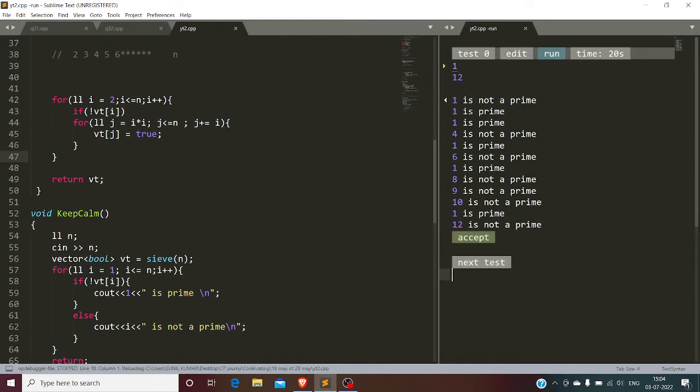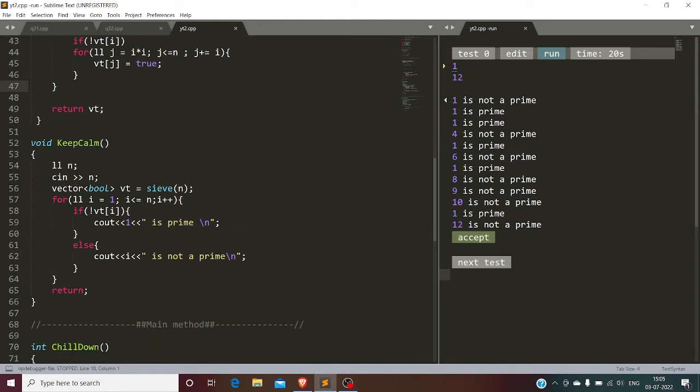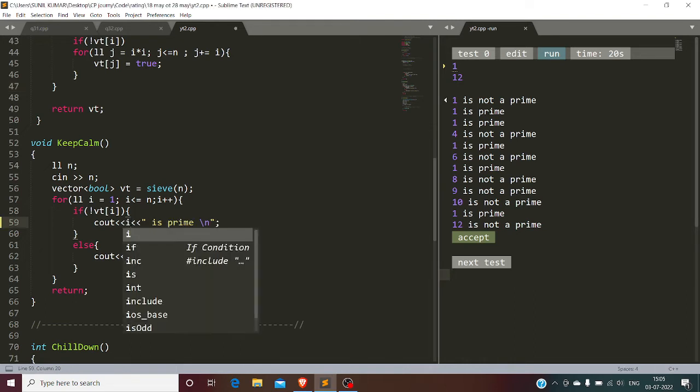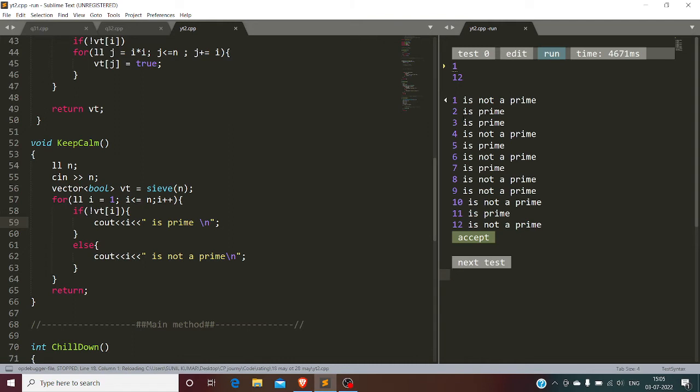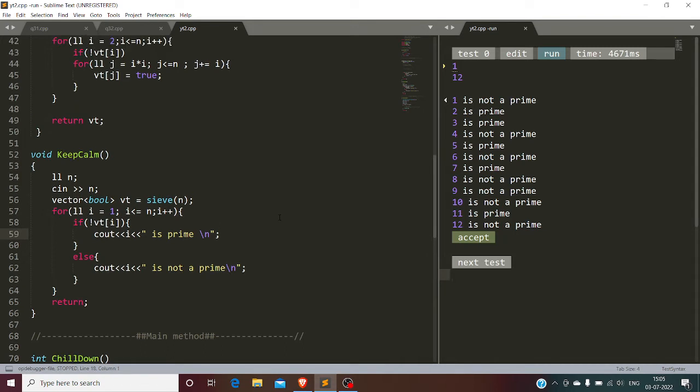So 1 is not a prime, 2 is prime. Why is it printing 1 1 1 1? Okay, I printed 1 over here. Let's go ahead. So 1 is not a prime, 2 is prime, 3 is prime, 4 is not a prime, 5 is prime, 6 is not a prime, 7 is prime, 8 is not a prime, 9 is not a prime, 10 is not a prime, 11 is prime. So it is giving the right answer. So now we can tell for any integer from 1 to n whether it is prime or not in just one step, right, by calling vt of i.